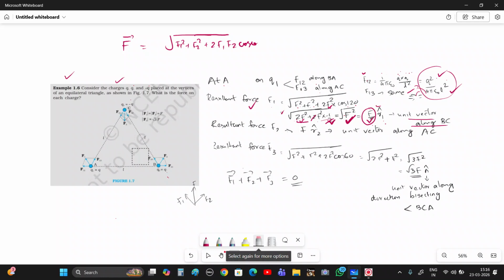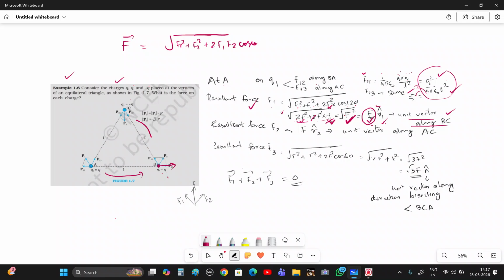So we found out the resultant force on the first charge Q1. And what is the value of it? F in the direction R1 cap, where R1 cap is a unit vector along BC. Now we are going to find out the resultant force on the second one. It's the same as the first. Q2 will get a force from Q1. Both are positive, so it is repulsive, directed away from the first charge.